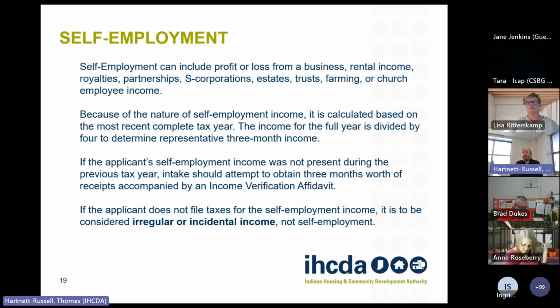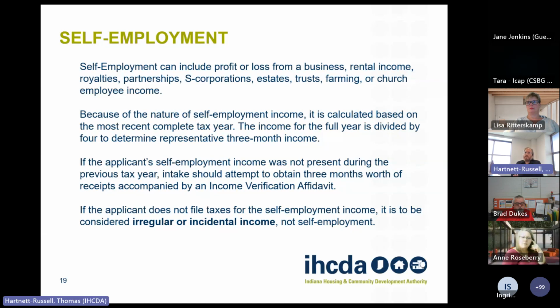Self-employment. Self-employment can include profit or loss from a business, rental income, royalties, partnerships, S corporations, estates, trusts, farming, or church employee income. Because of the nature of self-employment, income is calculated based on the most recent complete tax year, and the income for the full year is divided by 4 to determine representative 3-month income. So that means for right now, if an applicant applies in October with self-employment, because we do use a tax form, we are actually going to be calculating their self-employment based on their tax year 2022.